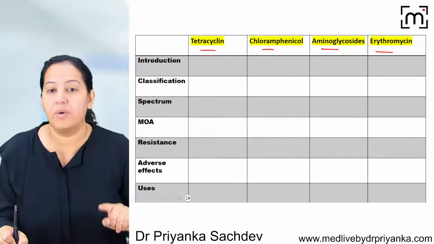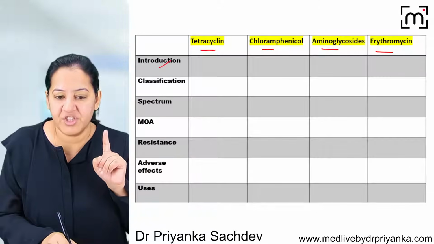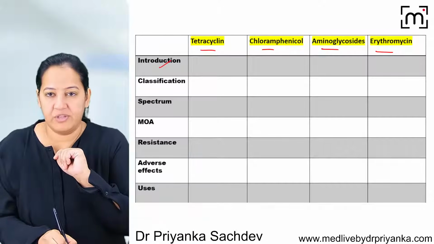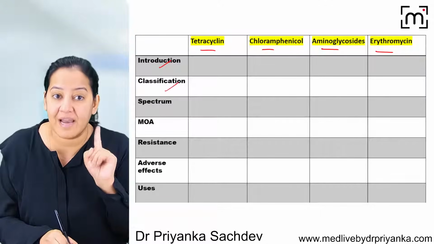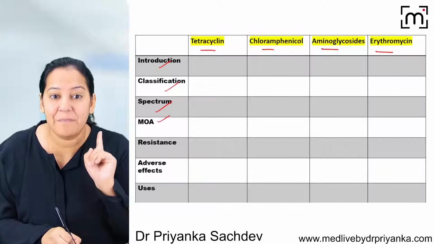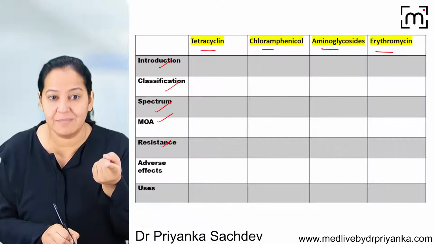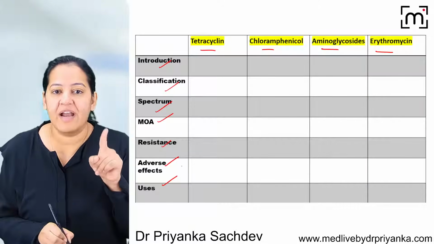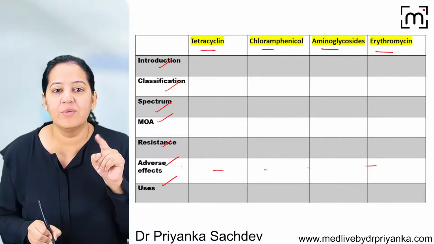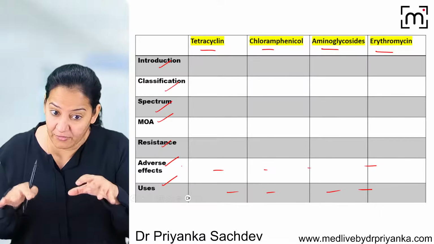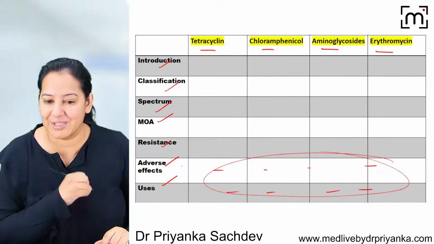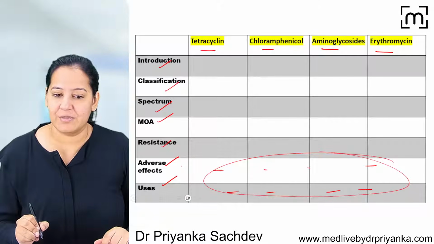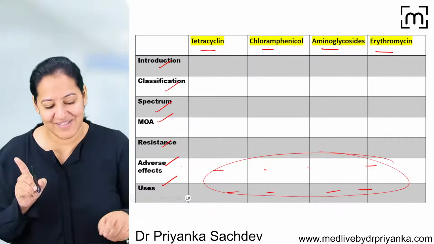I can see now. So I will teach you the introduction, in which I will tell you the structure of the antibiotic or any important point. Then the classification, spectrum, mechanism of action, resistance mechanisms, adverse effects and uses. For adverse effects, I will give you 4 mnemonics. For uses, I will give you 4 mnemonics. So at the end of the chapter, you will have 8 mnemonics with you. You got it? Can we go ahead? Can we start? Say yes.